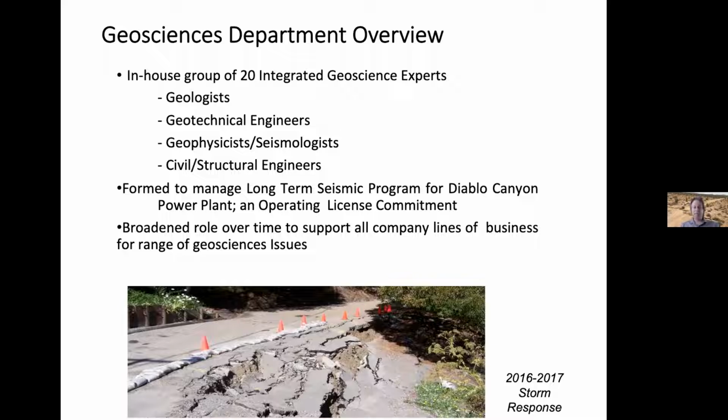We do storm response. So that photo at the bottom here is the 2016, 2017 El Nino storm season. There's a lot of damage to our system. One big part of an infrastructure system is roads to get to all of your facilities, and a lot of roads were washed out and damaged by that winter. So our group helped identify issues after those storms and help plan repairs.